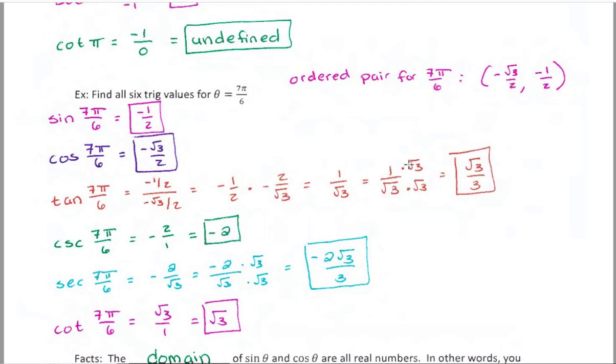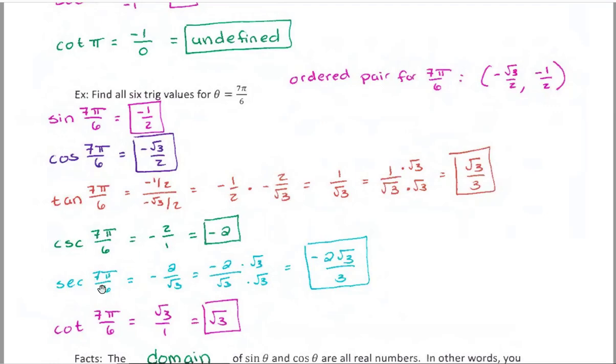So they're going to multiply the top and the bottom by the square root of 3. 1 times the square root of 3 is √3, and then √3 times √3 is going to give us 3. So the tangent of 7 pi over 6 is the square root of 3 over 3. The cosecant is the reciprocal of the sine, so instead of -1/2, it's -2/1 or -2.